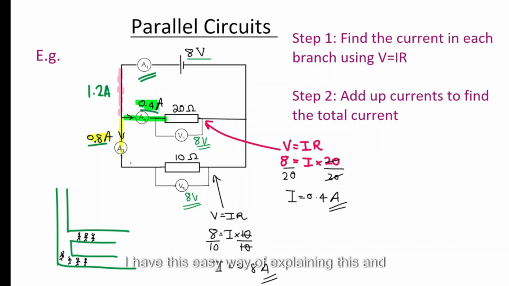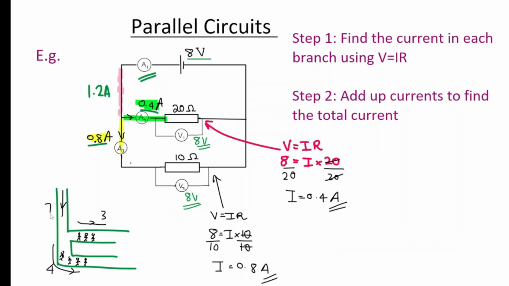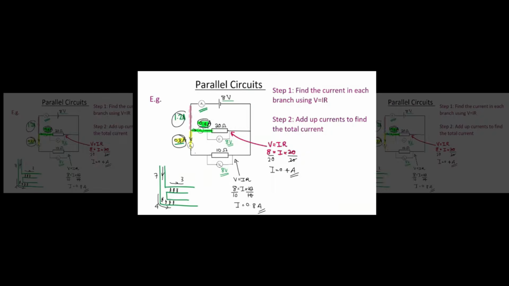I have this easy way of explaining this, and I have found over the years that students find it really helpful to understand it. So think about a marathon. Let's say 3 people run along this route and 4 people run along this route. Now obviously if there's only one route to come to that junction, the total number of people who ran here must be 7. So just like that, 0.4 and 0.8 add up to 1.2 amps.